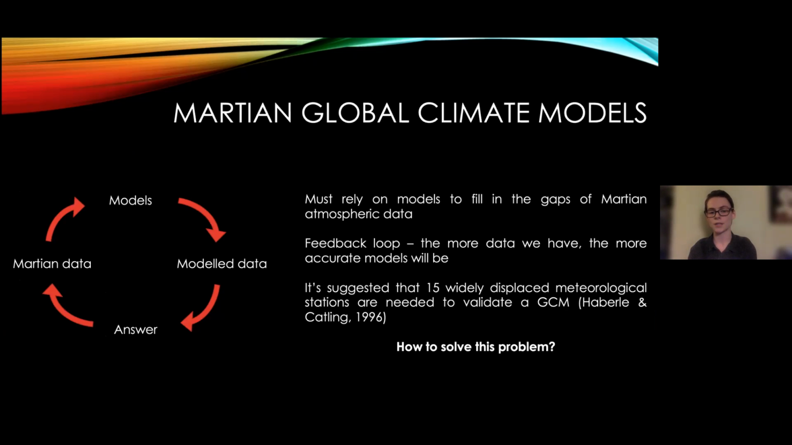It almost creates this feedback loop where the more data we have, the more accurate our models will be, and the more accurate the models, the more data you need for that. So we're trying to build off of each other's data. It is suggested that 15 widely displaced stations are needed to validate a global climate model. However, we do know how expensive they are, and we have to consider data volume and all that. So how do we solve this problem?